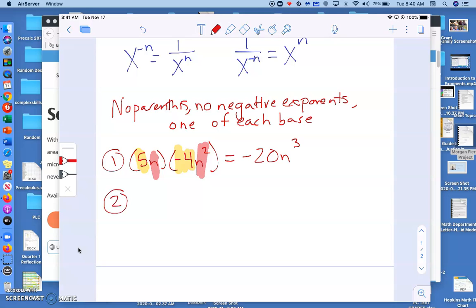That's a review from yesterday, and so is one like this. If we have negative 3x with a cubed on the outside, we have to cube everything on the inside. So we have negative 3 cubed times x cubed. Negative 3 times negative 3 is positive 9, times negative 3 is negative 27, because again, this is negative 3 times negative 3 times negative 3. So we have negative 27x cubed.